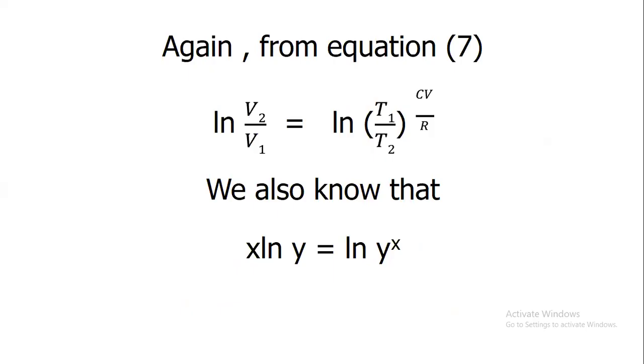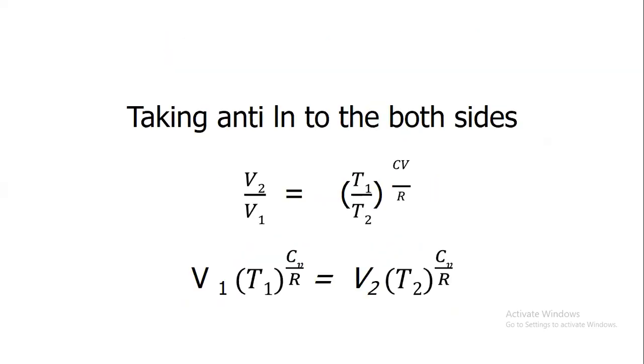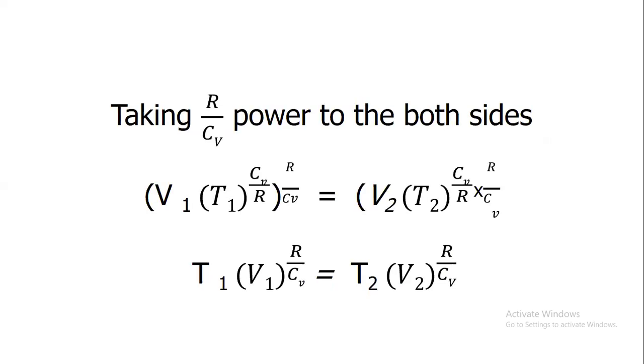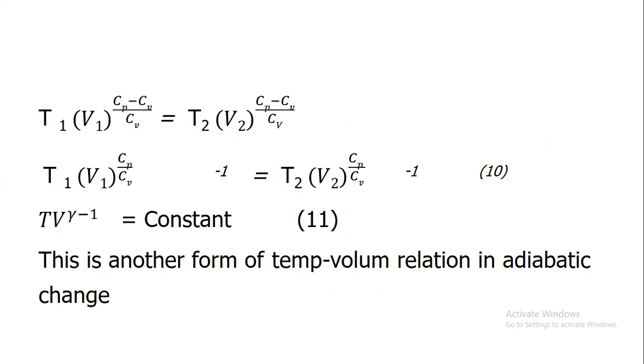Again from equation 7, ln V2 over V1 equal to ln T1 over T2 times Cv over R. We also know that x ln y equal to ln y to the power x. Taking antilog on both sides, V2 over V1 equal to T1 over T2 to the power Cv over R. So V1 T1 to the power Cv over R equal to V2 T2 to the power Cv over R. Taking the power R over Cv on both sides, we get TV to the power gamma minus 1 equal to constant.